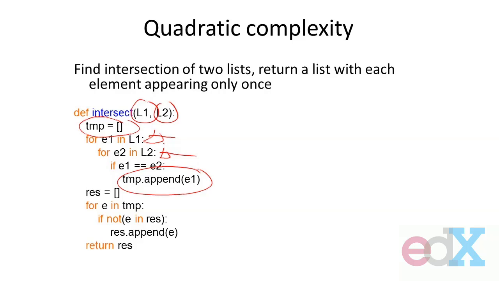Now, because L2 might have multiple instances of something, I'm going to keep going. So even if I find an instance of E1 in L2, I'm going to go all the way through L2 and gather each of those instances together. I'm going to do that over all possible versions of E1. And when I'm done, I need to now strip away the duplicates. So I'm going to set up another temporary variable, res. And then I'm going to loop over that list I just built, temp, and basically say if E is not in res, then I'm going to add it in. But if I've already got a version of it there, I'm simply going to ignore it and keep going, so that I ultimately return a list of unique elements that are those that appear in both lists.